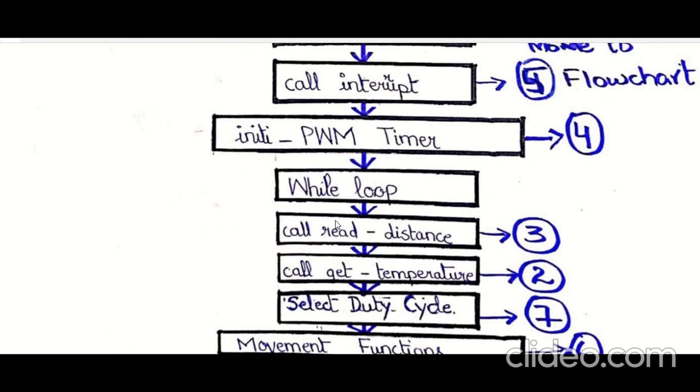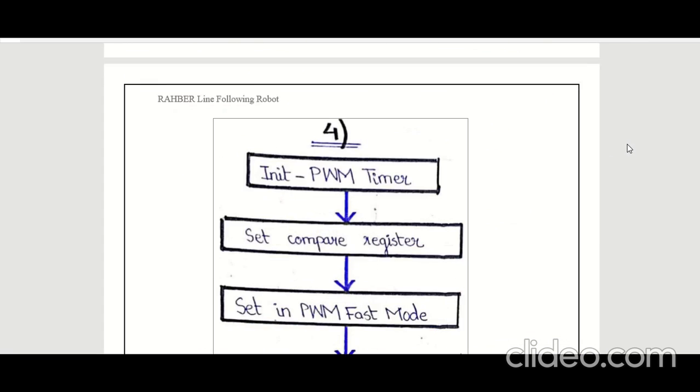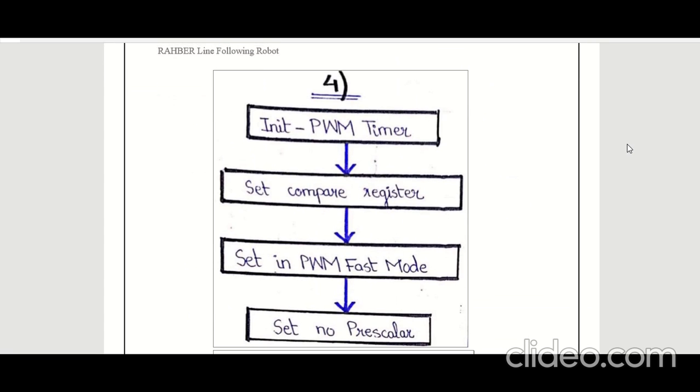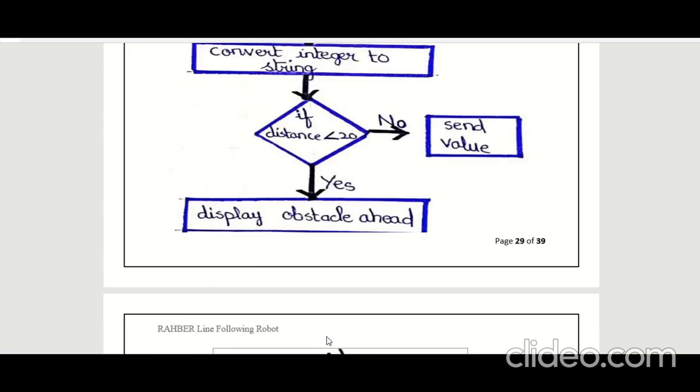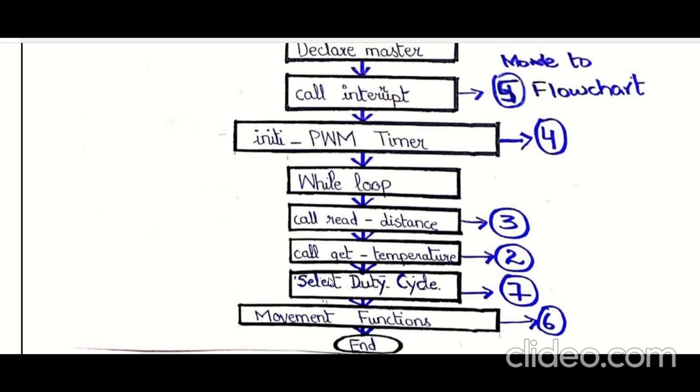Then we will initialize PWMs and timer, and for that we will move to flowchart number 4. Flowchart number 4 is this. First of all, we will set the compare register, then we will set PWM fast mode, and we will set the prescaler mode. As we are using no prescaler mode, we have set it as no prescaler mode. Then we will enter the while loop.